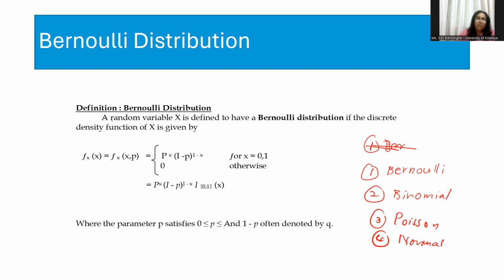This is how I am planning. So random variable, you know what a random variable is. Here we consider a random variable X that is defined to have a Bernoulli distribution if the discrete density function of X is given by f(x) equals p^x (1 minus p)^(1 minus x) for x equal 0, 1, and 0 otherwise. I will write here what f(x) is.